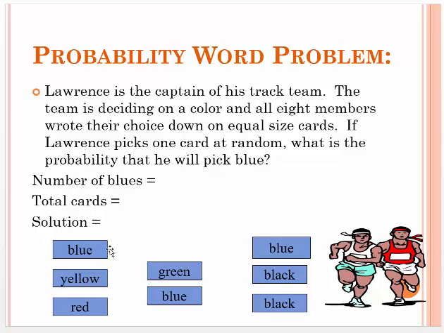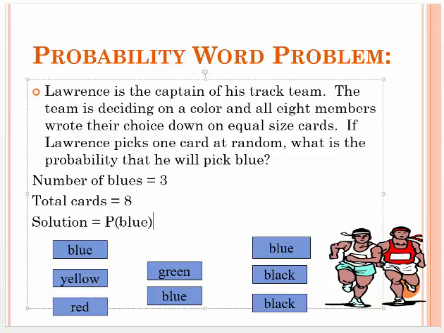If you look here, there are 3 blue cards that the team wrote on. The total number of cards is 8. So I would write it like this: the probability that he picks blue is the number of blue cards in the pile, 3, divided by the total, 8, which simplifies, if you put that in your calculator, to 0.375. That's the probability that he would select blue out of all the colors. Let's do just another quick one.